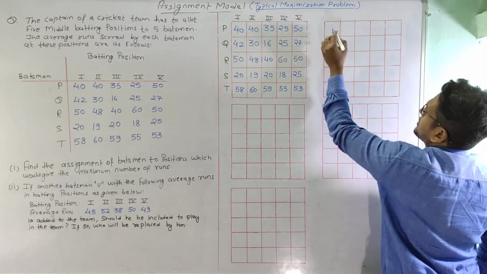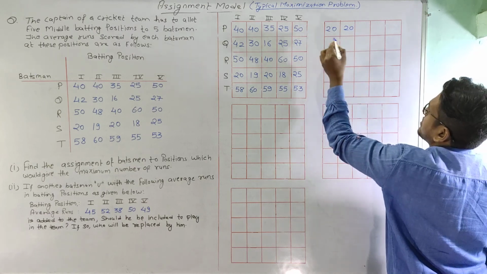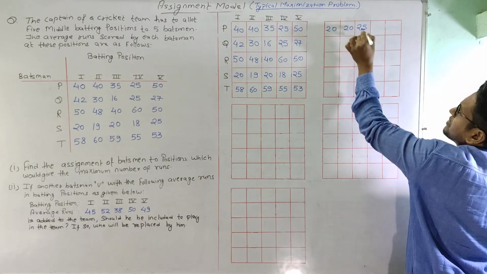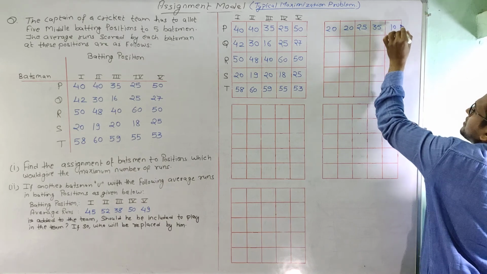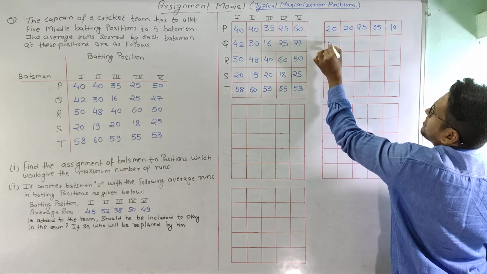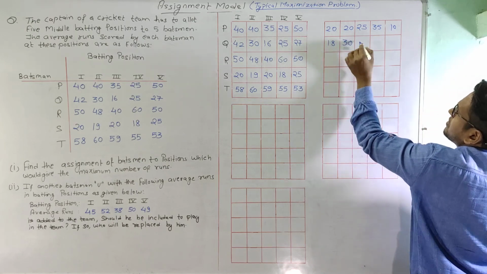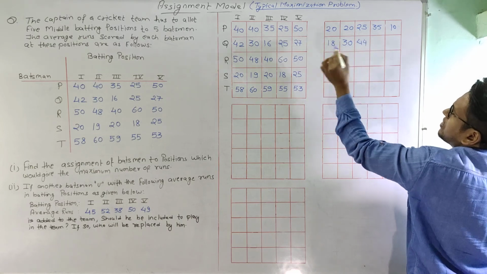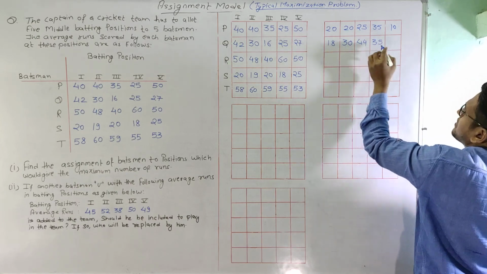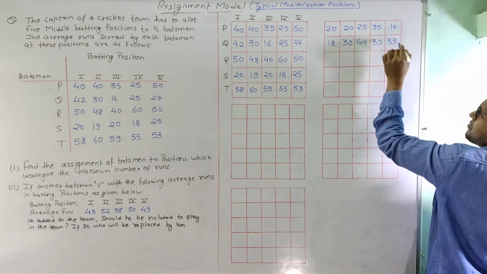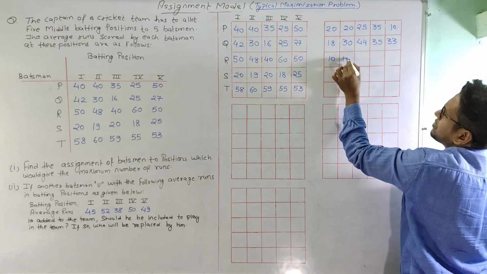60 minus 40 is 20. So this is 20. Similarly, this will also be 20. 60 minus 35 is 25. 60 minus 25 is 35. 60 minus 50 is 10. 60 minus 42 is 18. 60 minus 30 is 30. 60 minus 16 is 44. 60 minus 25 is 35. 60 minus 27 is 33. 60 minus 50, 10. 60 minus 48, 12.